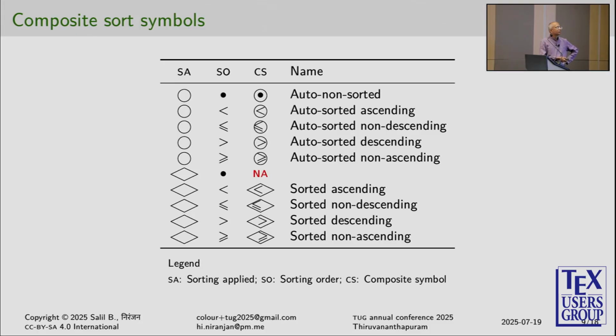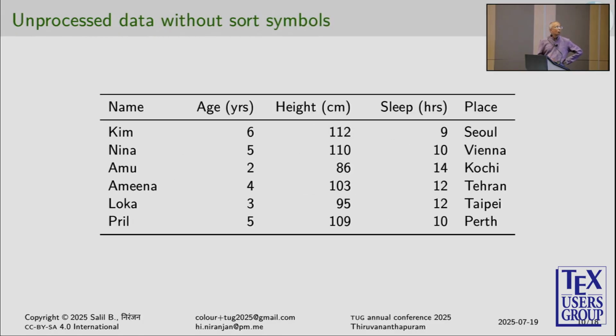Then we have these corresponding symbols: sorted in ascending, sorted in non-descending, sorted in descending, and sorted in non-ascending order. Now, how do we use these symbols? This is the data that is given to us. It's unprocessed data, and we have not done anything with it. Name, age, height, number of sleeping hours, and place.